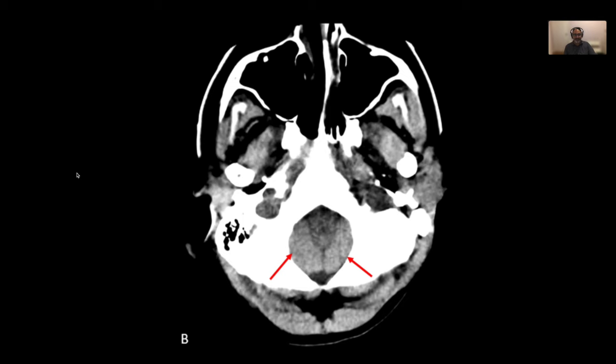The great highway. Okay, now this is the foramen magnum, and those are the cerebellar tonsils. Yes, a crowded foramen magnum, and that's a tonsillar herniation. And what's dangerous about a tonsillar herniation?